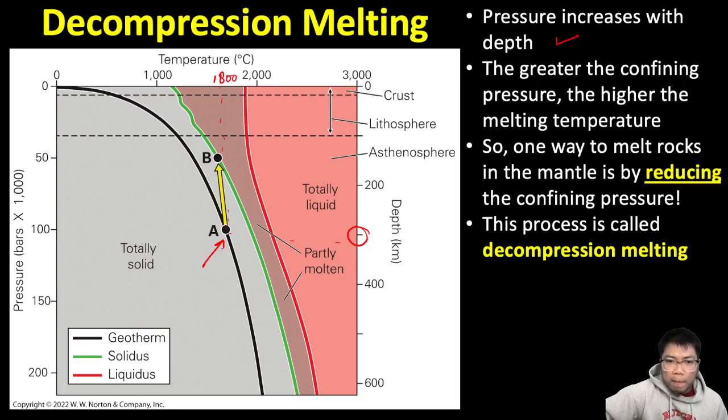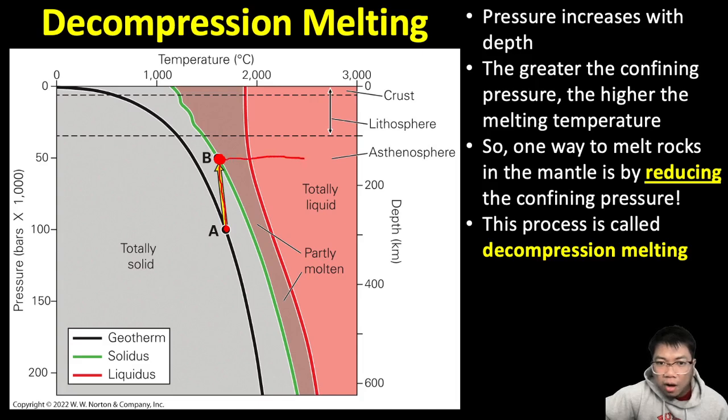Our goal is to melt this rock A without changing the temperature. Now, one way to do that is simply by bringing these rocks towards the surface of the earth. So let's take a look at that. Here we're going to take these rocks up to a shallower depth and stop at point B right there, right at that solidus line.